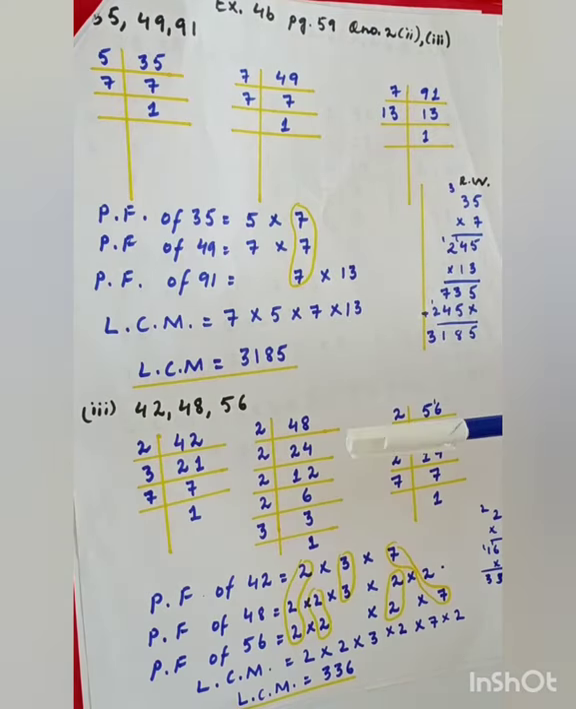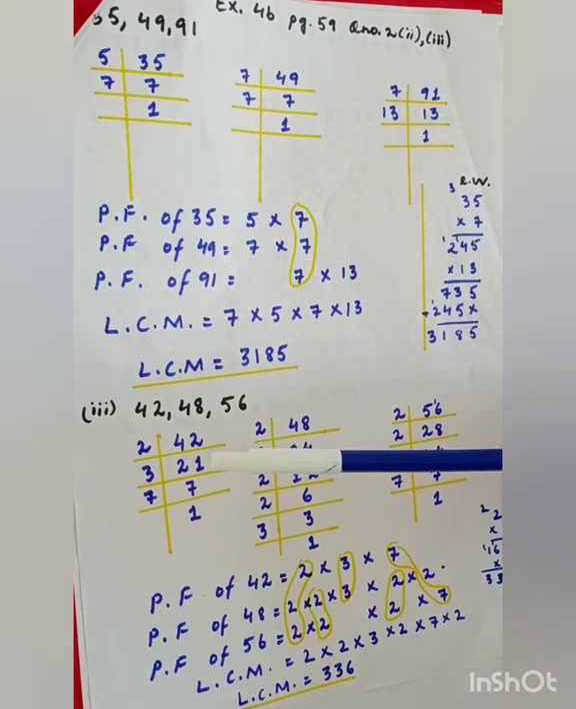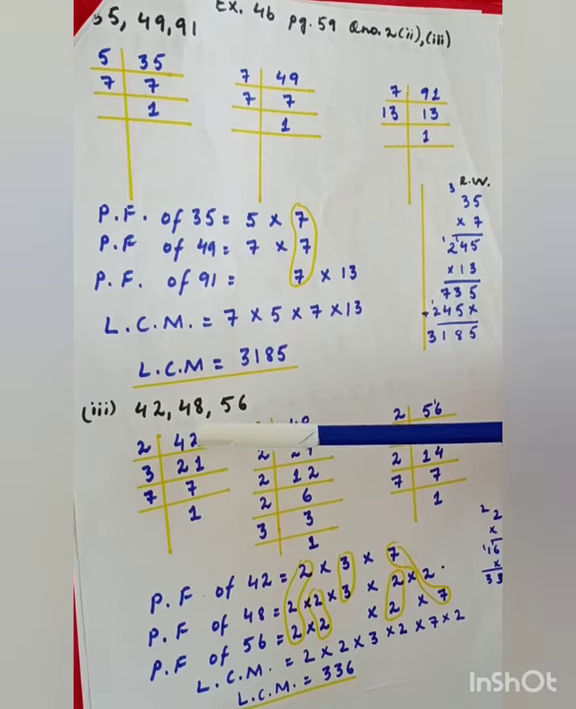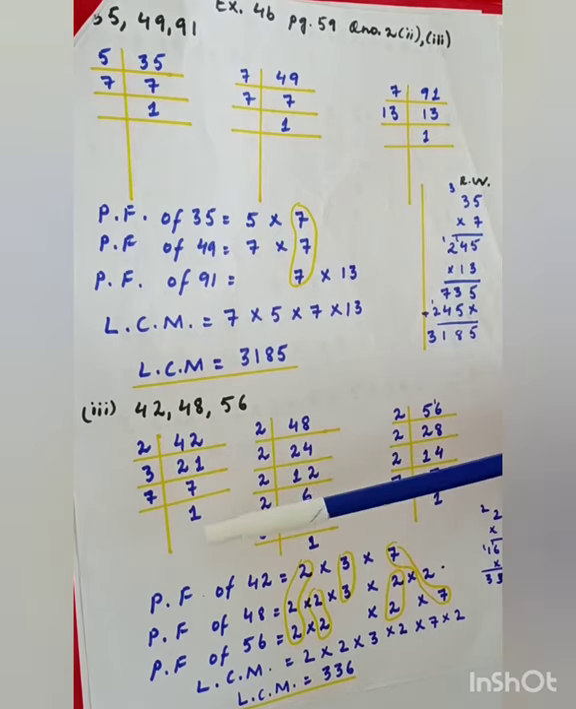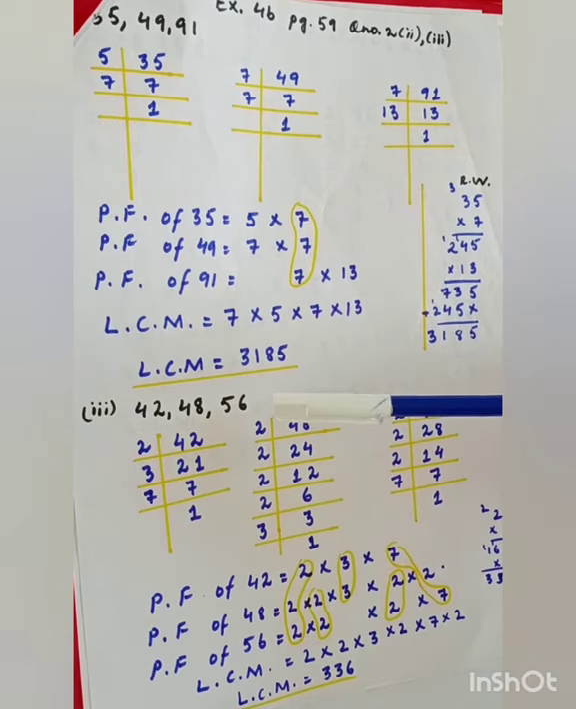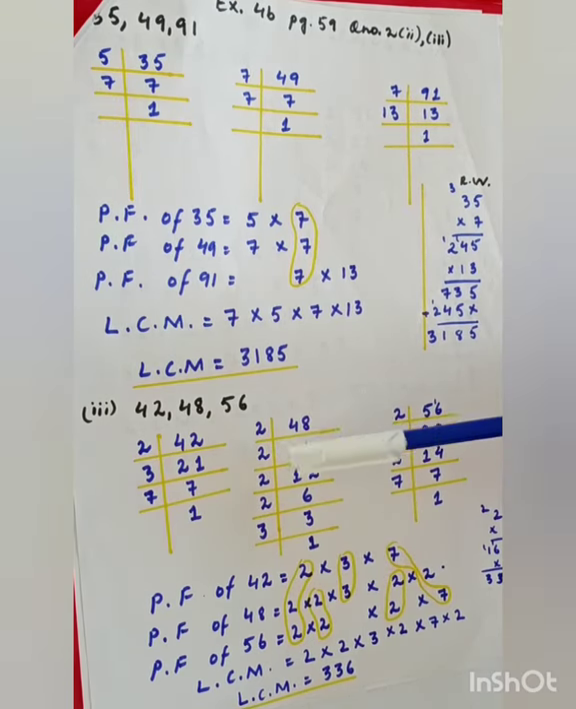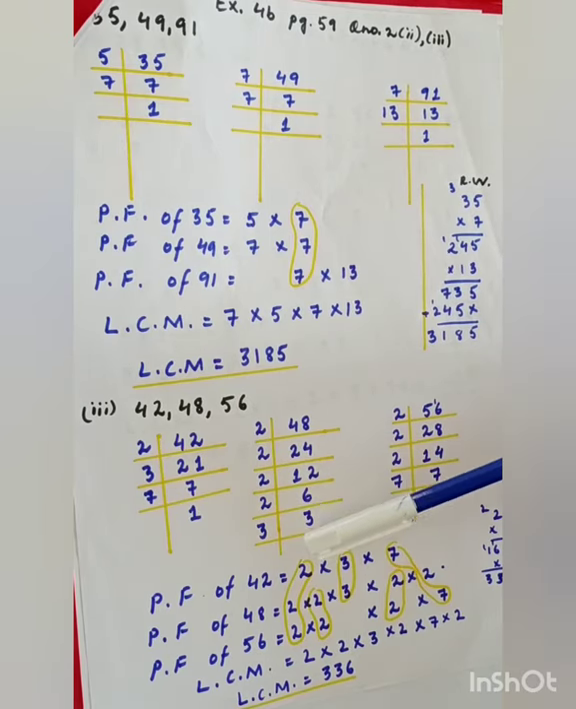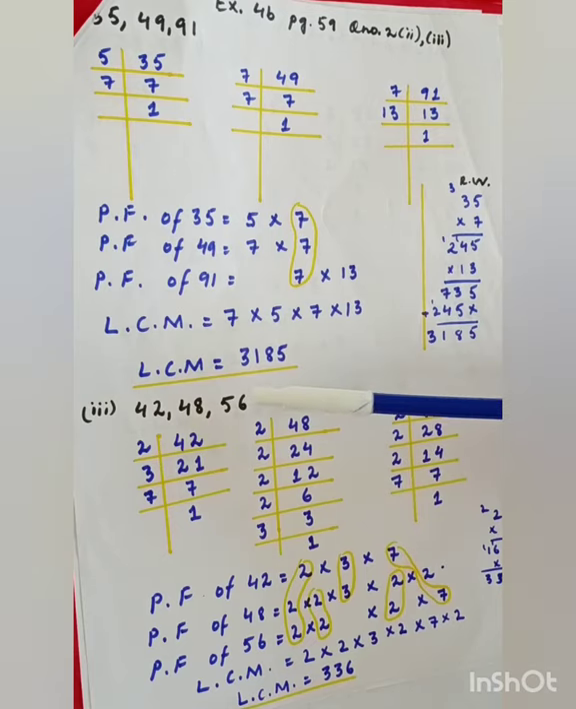Now part 3 is 42, 48 and 56. First we will start with the smallest number, 2. 2 twos are 4, 2 ones are 2. 3 7s are 21, 7 1s are 7. Then 48, 2 twos are 4, 2 4s are 8. 2 1s are 2, 2 twos are 4, 2 6s are 12, 2 3s are 6, 3 1s are 3. Then 56, 2 2s are 4, 1 carry, 2 8s are 16, 2 1s are 2, 2 4s are 8, then 2 7s are 14, then 7 1s are 7.